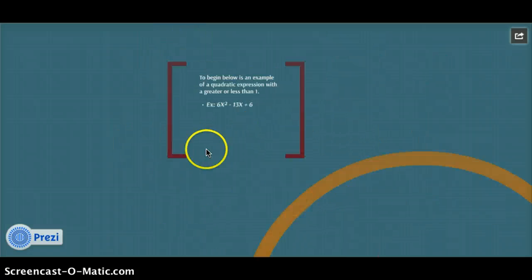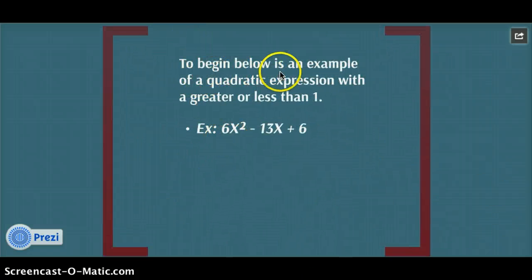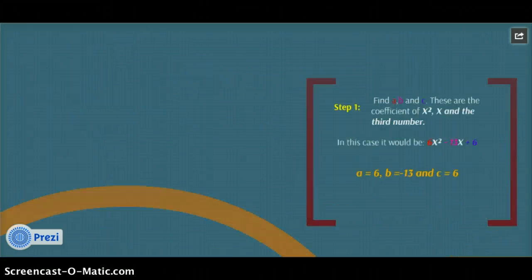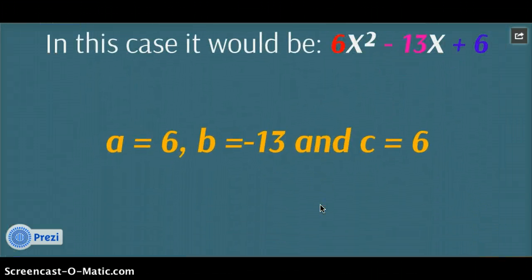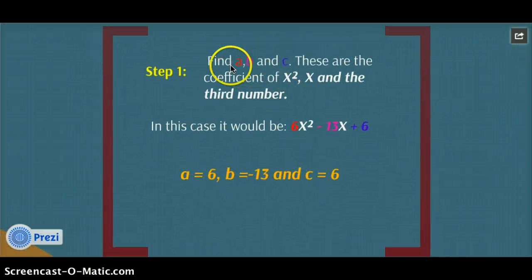This is an example. Below is an example of a quadratic expression with a greater than 1: 6x squared minus 13x plus 6. Here you would factor this 6, factor this 6, and then combine them to make negative 13 in the middle. So step by step we can show this by extracting an a, b, and c from the equation. As you see, a is 6, b is negative 13, and c is also 6.